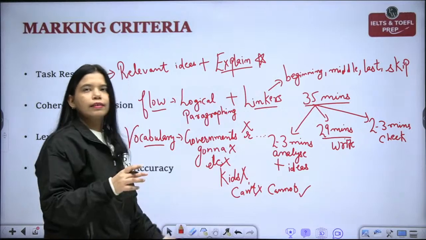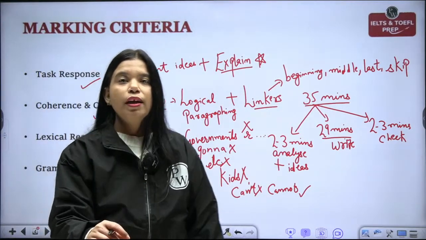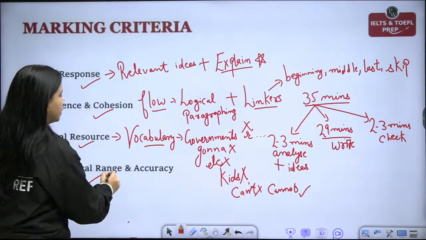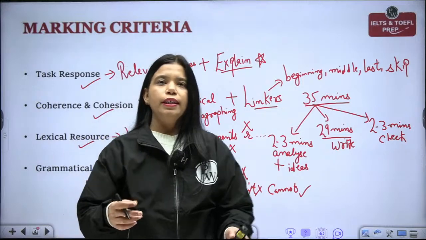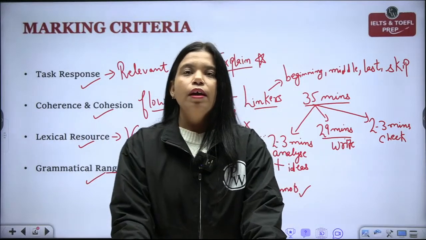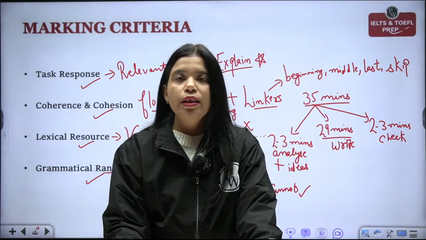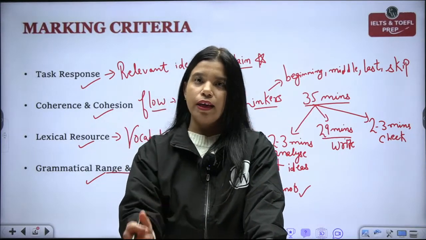Among other things, these are some basic things about vocabulary that you have to keep in mind. Moving on to the fourth criteria, that is grammatical range and accuracy. Of course, it's a language proficiency test, so grammar तो check होगी ही होगी. But grammar में क्या देखा जाने वाला है? They are going to see whether you have written error-free sentences or not. That is accuracy for you.